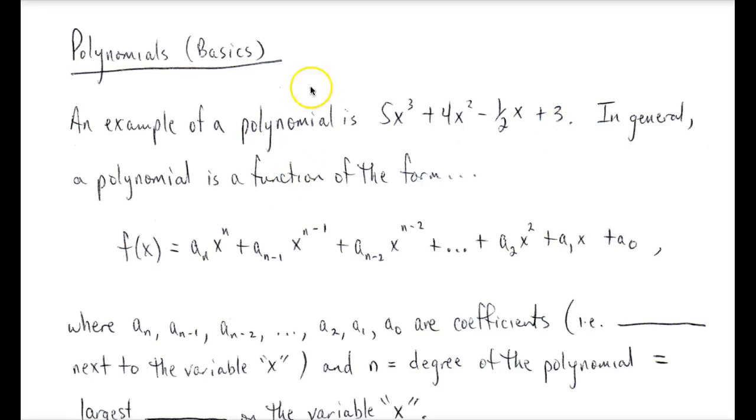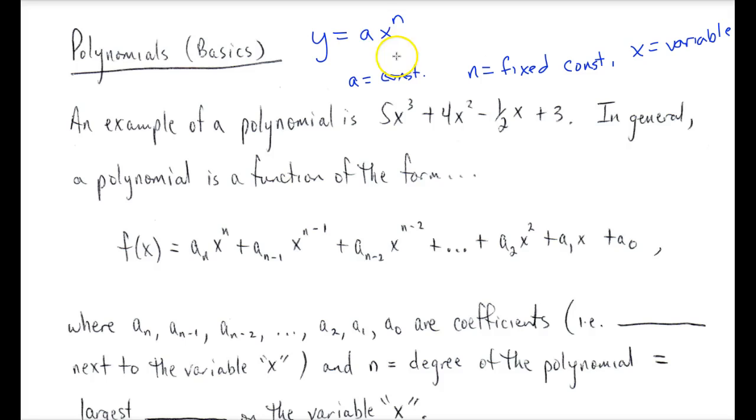One of the ways that we can describe a polynomial is just by saying it is a sum of power functions. And so we need to first identify what a power function is so that we know what we're talking about. If we have any function of this form here, where a is some constant and n is a fixed constant and x is a variable, then that is an example of a power function.